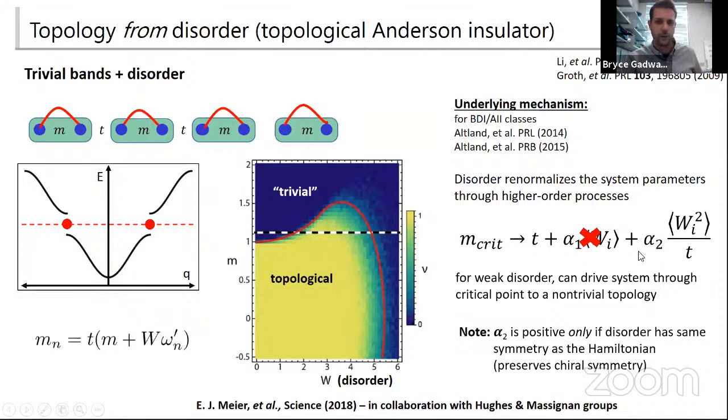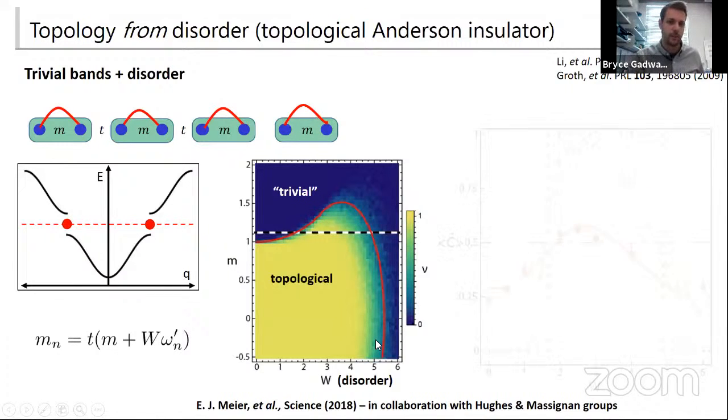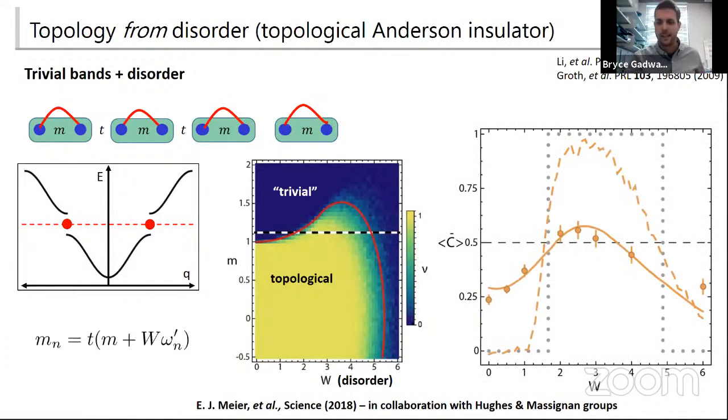And just one thing to note, there's this constant here, and it turns out that this is only positive if your disorder has the same symmetry as the underlying Hamiltonian. So if I added something like potential disorder, which might look like sigma z, I would actually see this tank down. And so that would be something hard to realize in experiment, this off-diagonal disorder.